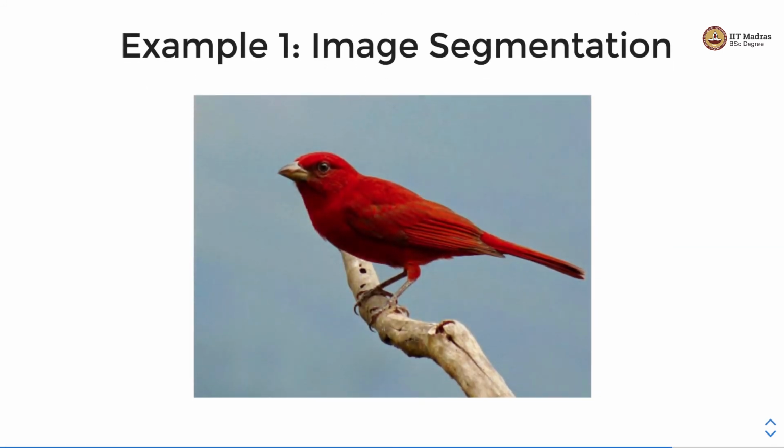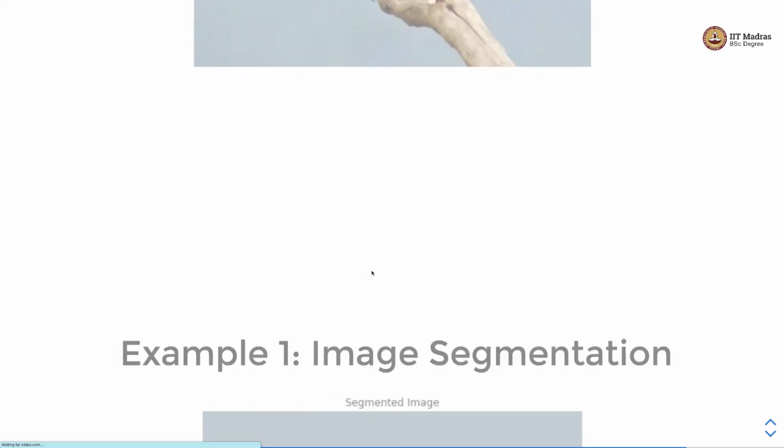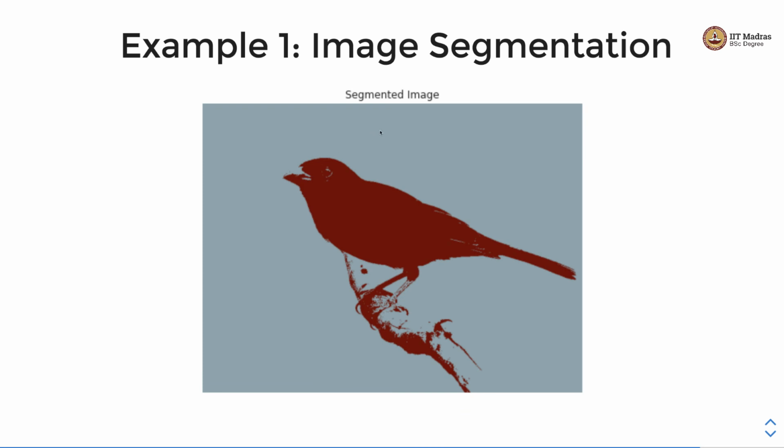Here are a couple of examples where we have applied the k-means clustering algorithm. This is an example of image segmentation, where we have to segment different aspects of images. One of the possible segmentations is the bird as one segment, the support that it is sitting on, and the background as another segment. So this is an example of image segmentation generated with the k-means clustering algorithm.